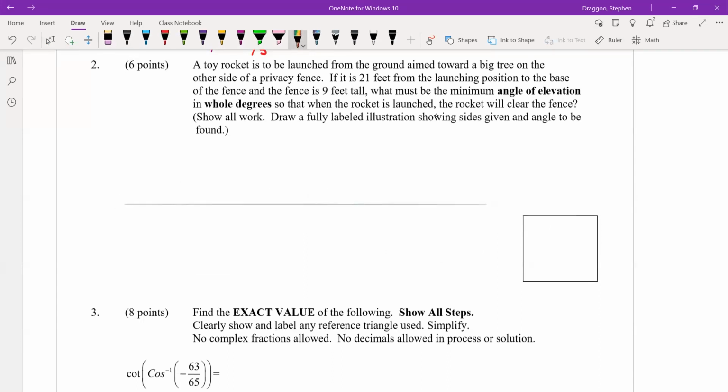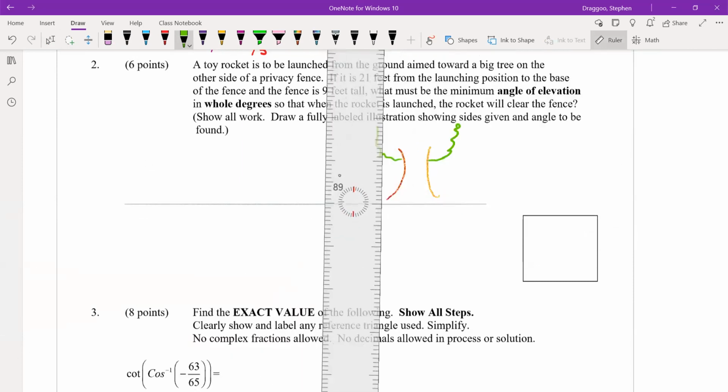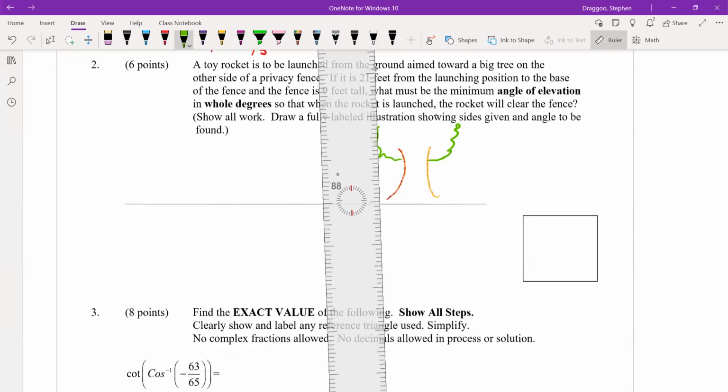Okay. Draw ourselves a tree. Let's see what a tree looks like. Kind of like that. Some green leaves. Hey, look, a tree. Okay, and then we also need to put a fence in here. The fence is actually the important part.